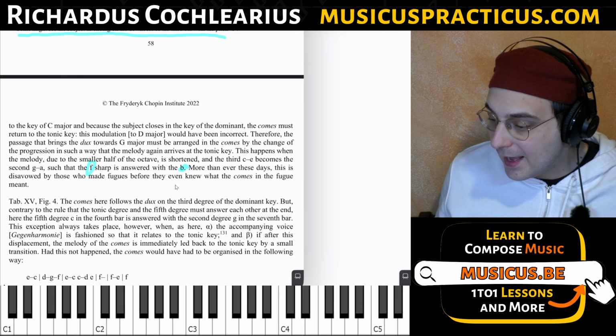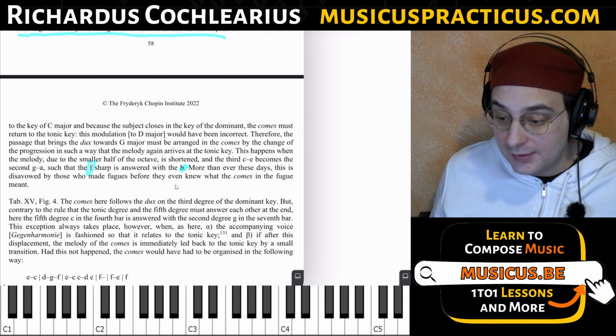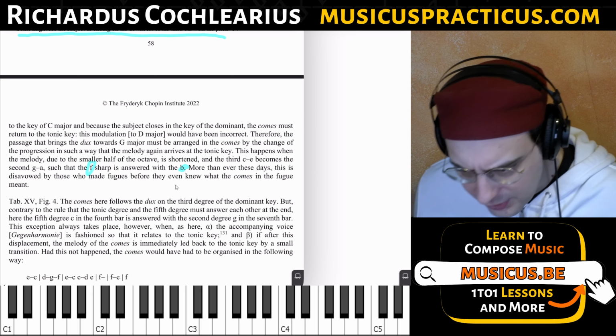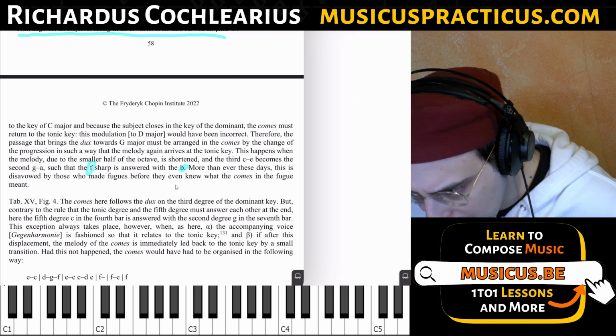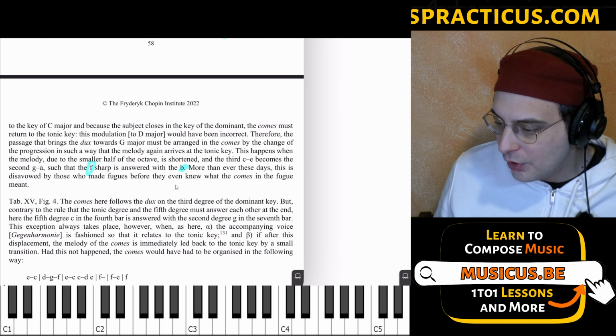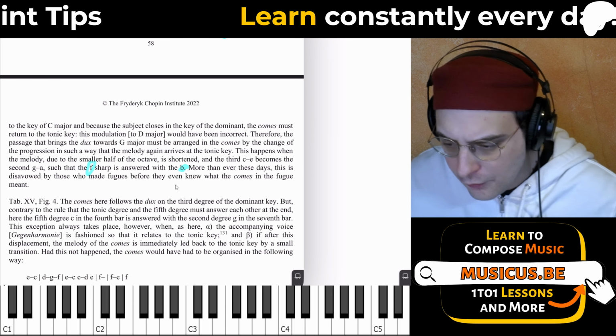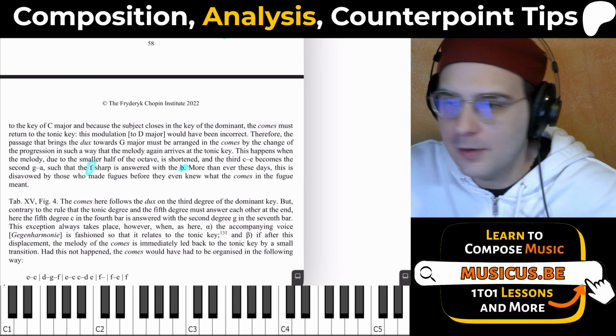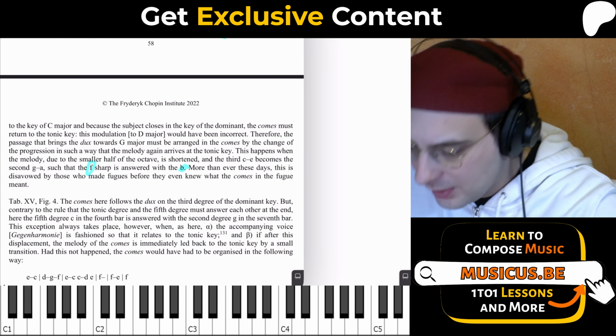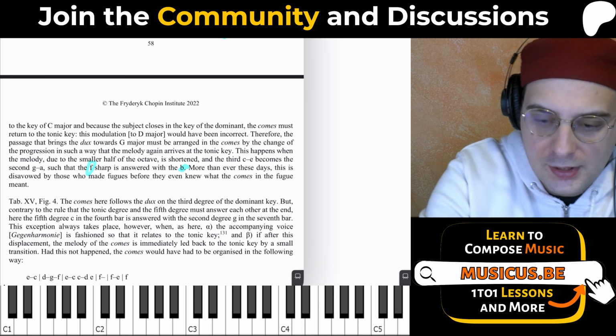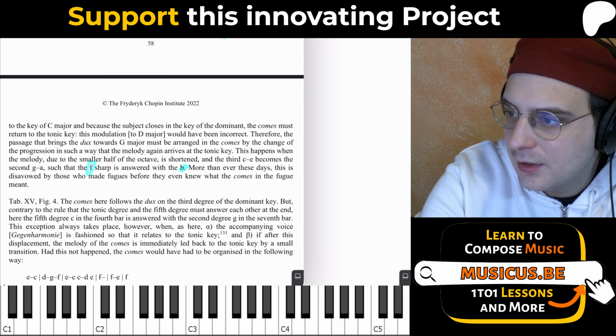More than ever these days, this is disavowed by those who made fugues before they even knew what the comes in the fugue meant. Wait a moment. Disavowed. What does it mean? Disavowed.